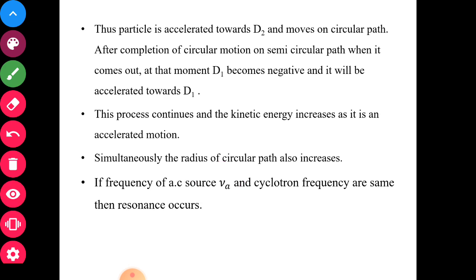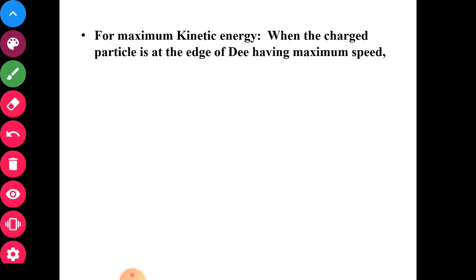Okay, so if the frequency of the AC source, nu A, and the cyclotron frequency are the same, then resonance occurs, and you can have the coordination. Whenever the charged particle is coming out of the D, the other D becomes either negative or positive, and the charged particle is accelerated within that particular gap which I explained.